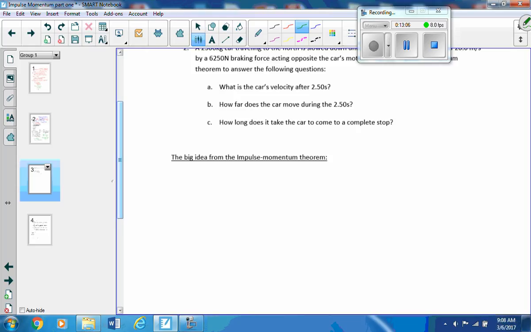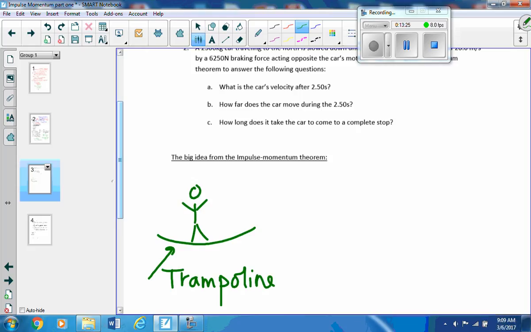Okay, so the big idea. I want you to think about this. We've got a trampoline. Okay, we've got a person jumping on the trampoline. Okay, so we know at some point in time that the person is going to reach some maximum height, and then they're going to accelerate downward. Okay, straight up, straight down.